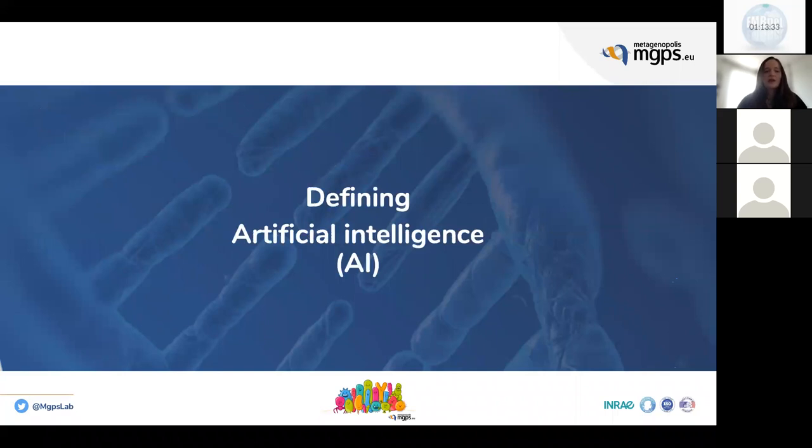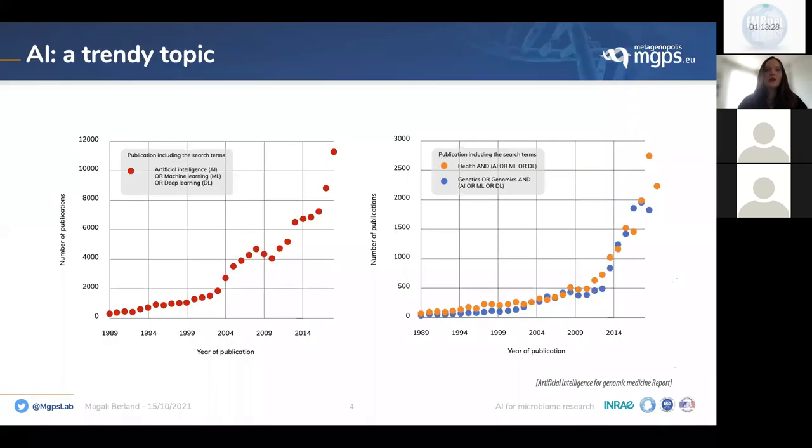So first, let's define some terms, because artificial intelligence is a very trendy topic. As you may see on this figure, it's the number of publications containing the terms artificial intelligence or machine learning or deep learning, and it's really increasing in the last years. And if you add keywords like health or genetic or genomics, it's having the same trend. I took this figure from the report for artificial intelligence for genomic medicine.